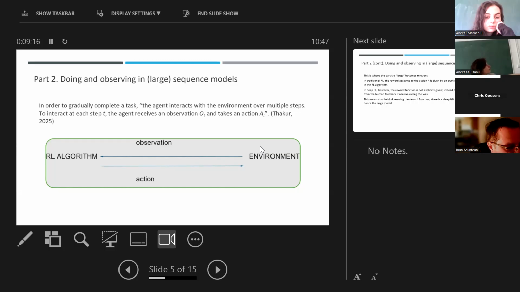Here I'm trying to look into more detail at how this happens. In order to gradually adapt to a task, the agent interacts with the environment over multiple steps. And to interact at each step, the agent receives an observation from the environment and takes an action accordingly.